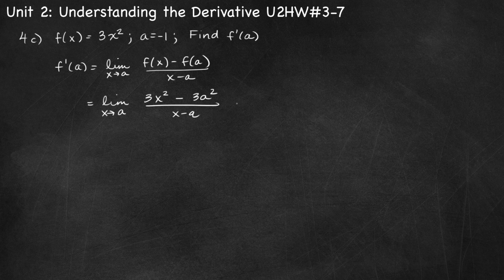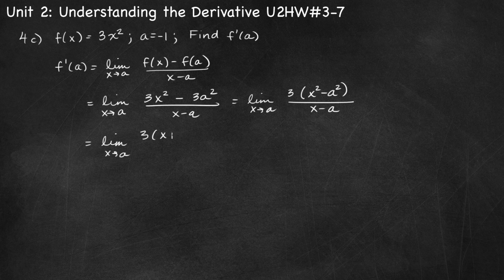Now I'm going to factor out a 3 from my numerator. Leaving x squared minus a squared, and that's the difference of squares. I can factor that into x plus a times x minus a. And now I have a common factor that I can remove, the x minus a's. So that simplifies to the limit as x approaches a of 3 times the quantity x plus a.